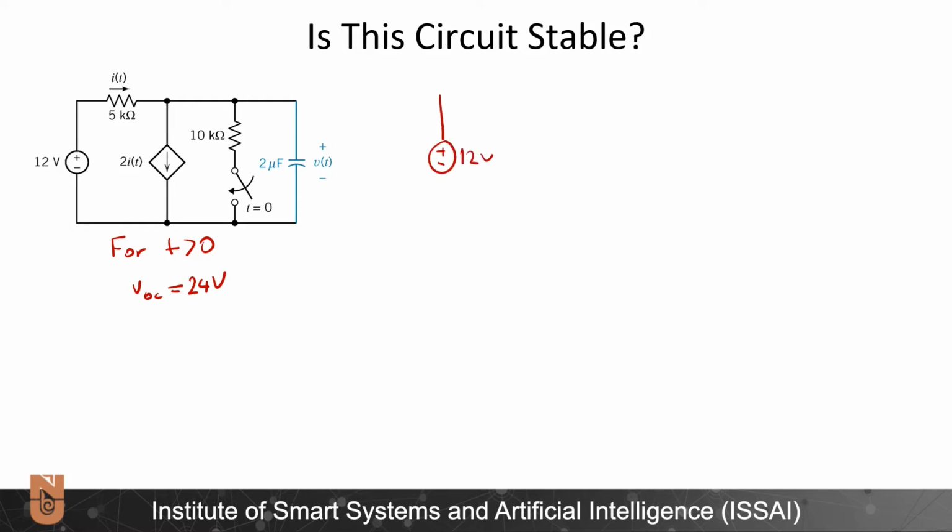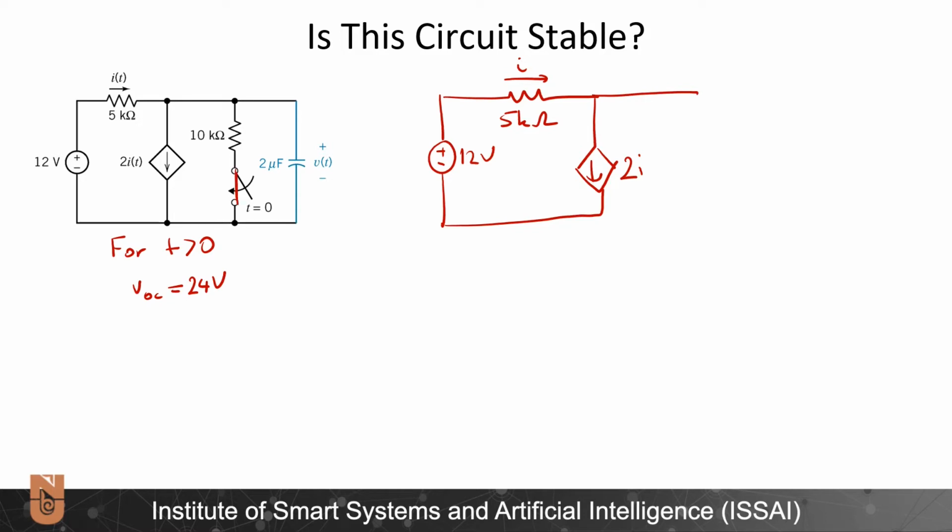Plus minus 12 volts, 5 kilo ohms, and current I passing this way, the dependent source with 2I. Now I will put this 10 kilo ohms, but even though this is closed right now, I don't have to write the 10 kilo ohms because all the current will be passing through this short circuited part. So I short circuit. So the circuit simplifies itself.